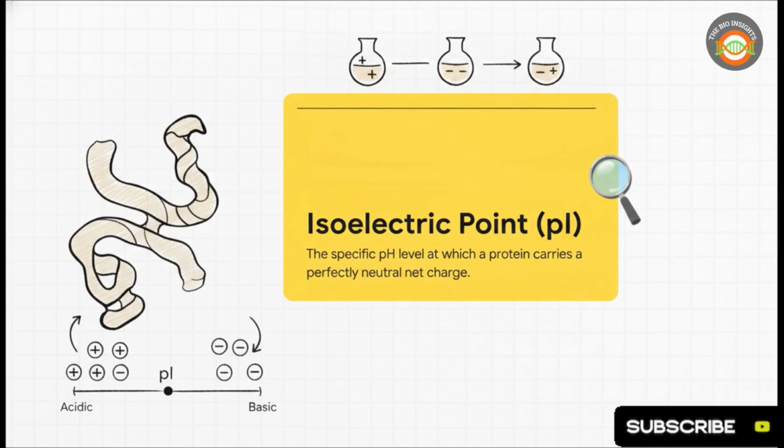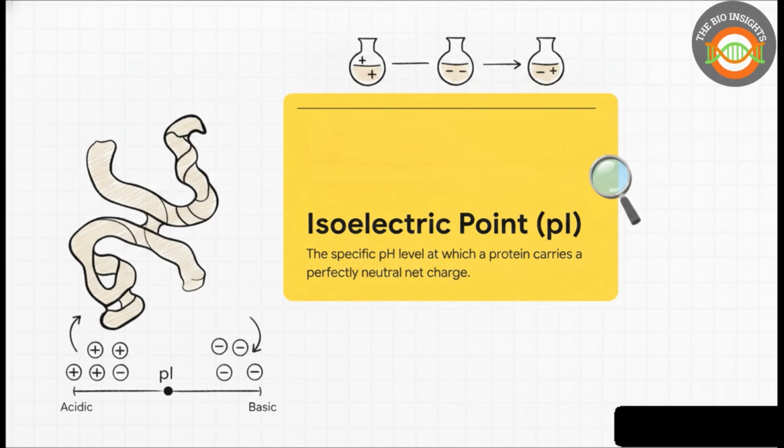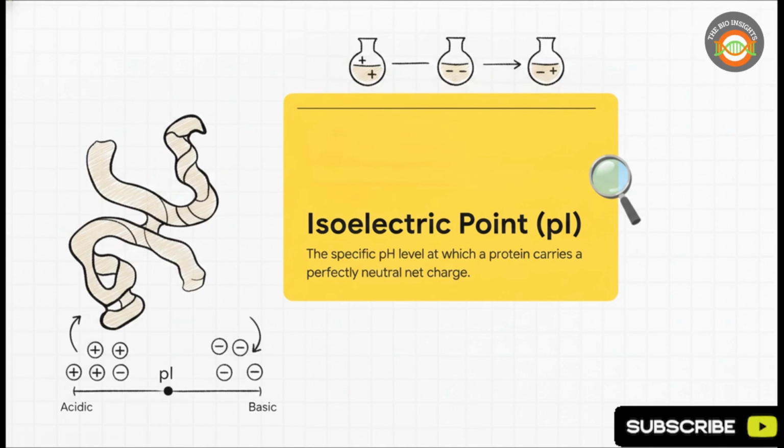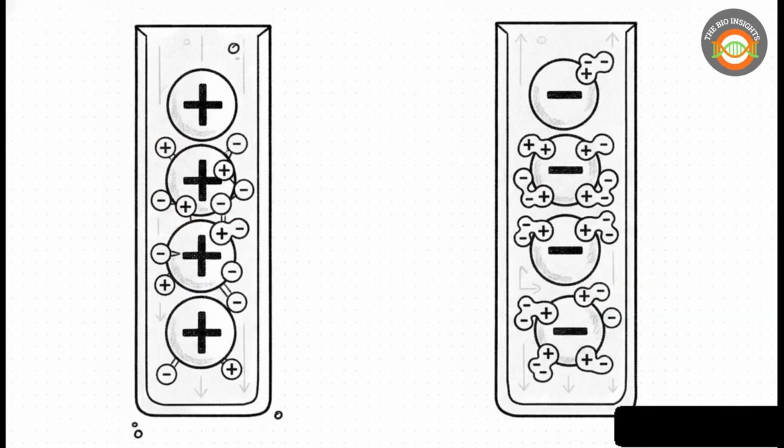The isoelectric point, or pI, is the exact pH where a protein is perfectly neutral. If your buffer's pH drops below this point, the protein gains protons and becomes positively charged. If it goes above it, the protein becomes negatively charged. And this brings us to that classic rule, opposites attract. This is the heart of ion exchange.